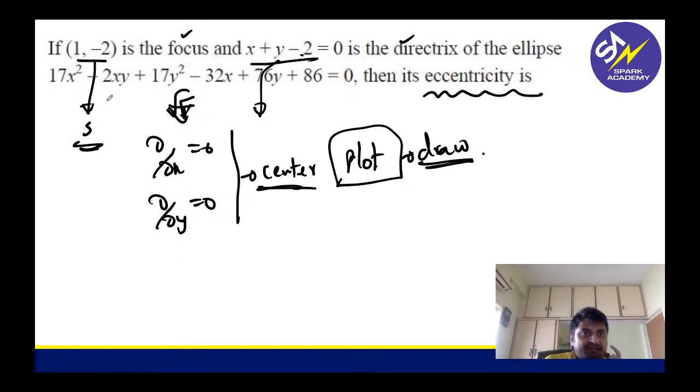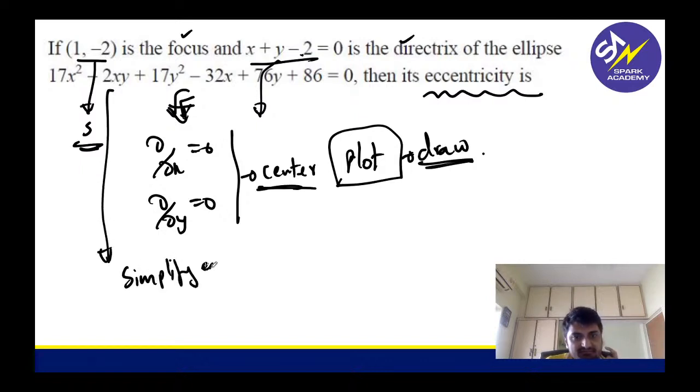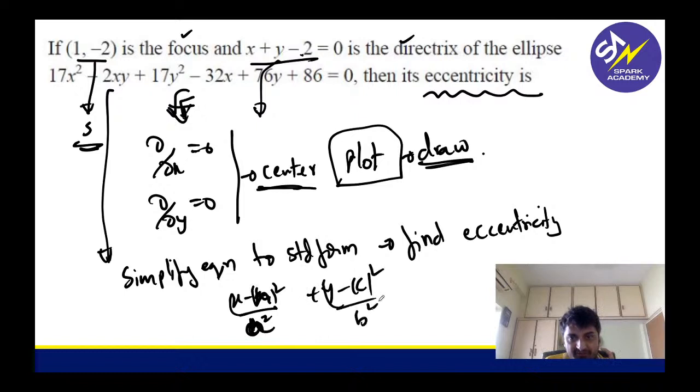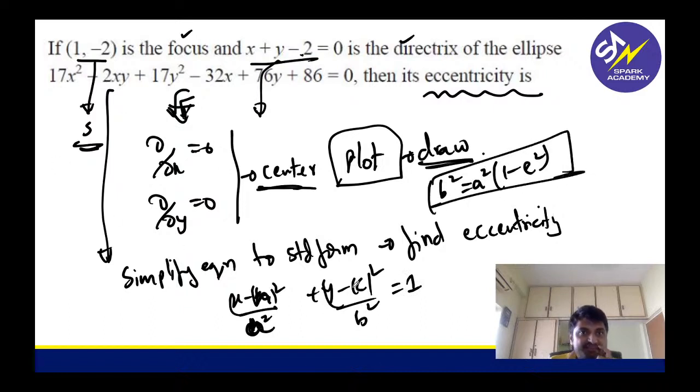Or the other way is, simplify the equation to standard form, find the eccentricity directly. So it's an ellipse, right? So you'll get something like x minus h whole square by a square plus y minus k whole square by b square equal to 1, and for eccentricity, b square equals a square into 1 minus e square. So you have to split this equation and solve.